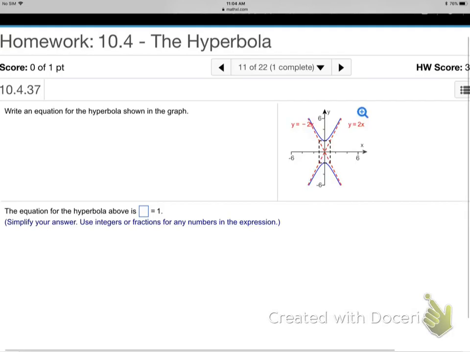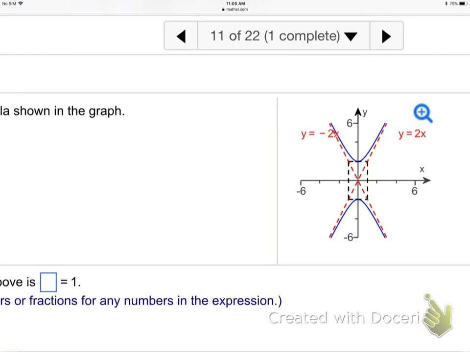All right, so there's 10.4. Is that big enough? I can make that a little bigger, huh? Okay, yeah, you want to try that? So they want the equation of that hyperbola.